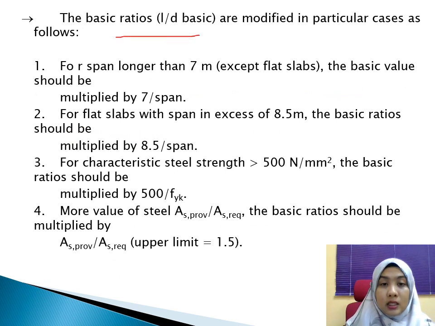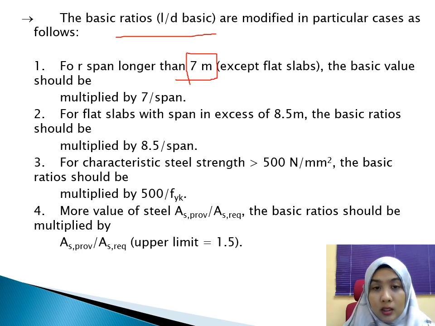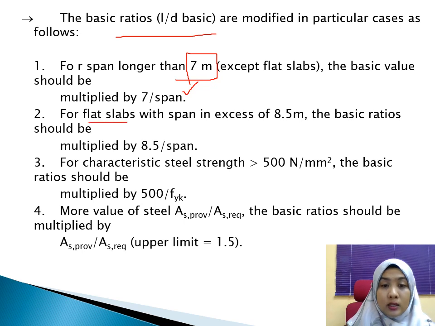And the L over D basic is modified if your span is greater than 7 meter. If the span is greater than 7 meter, then you need to multiply your L over D basic with the modification factor and then with 7 over span. Or if you are going to design a flat slab, then you need to multiply by 8.5 divided by span. And if the characteristic strength is greater than 500 Newton per millimeter square, then you have to multiply by 500 divided by FYK value, and also the modification factor.